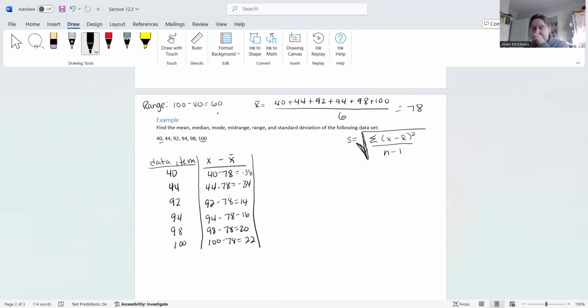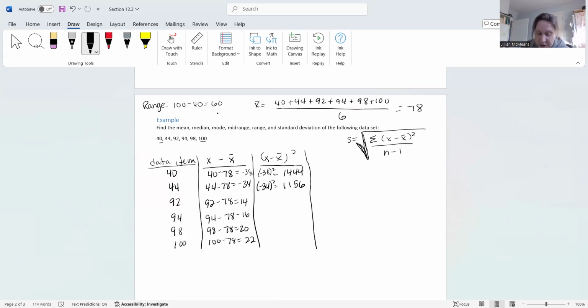Okay, now what we want to do is square each of these data items. So we have x minus x bar squared. And once we get those squared, we're going to add everything up. We're going to get some pretty big numbers here, so just brace yourselves. Negative 38 squared is 1,444. Negative 34 squared is 1,156.